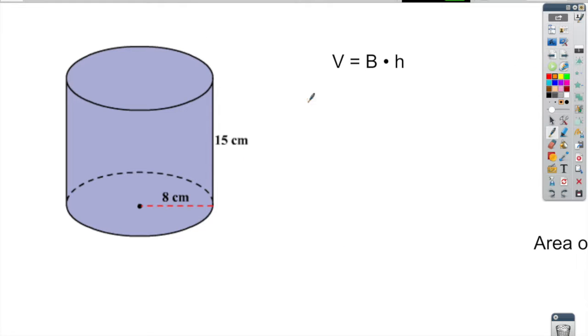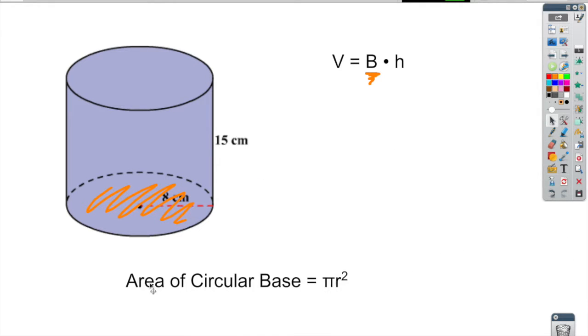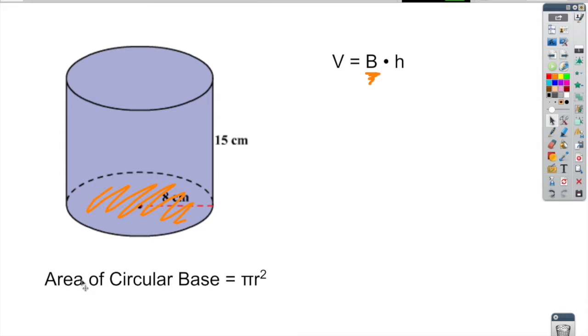All right, so let's try out a problem. Let's take our formula, and we first need to find the base, this first floor down here. Okay, now, something else we're going to need is, since the base is a circle, to find that area, which I've put here in orange, we need to remember this formula, pi r squared.